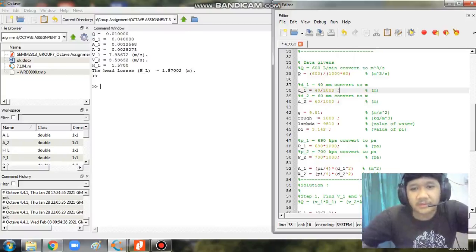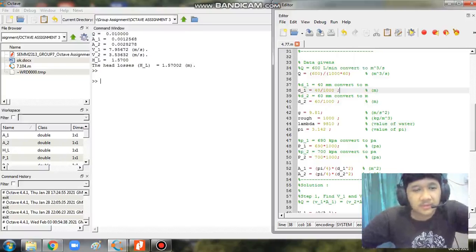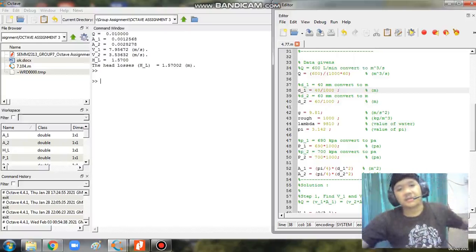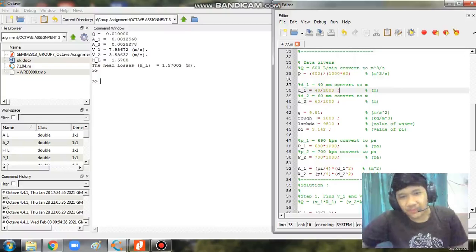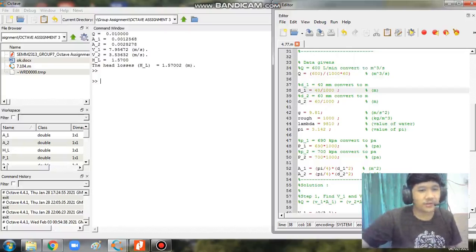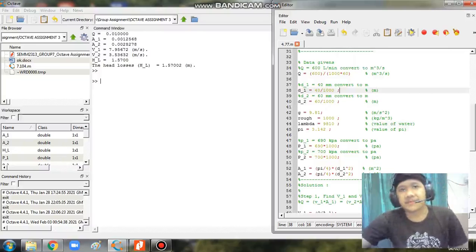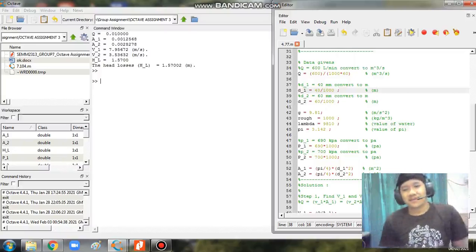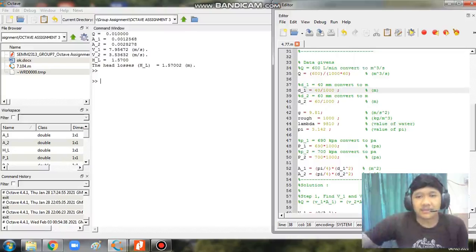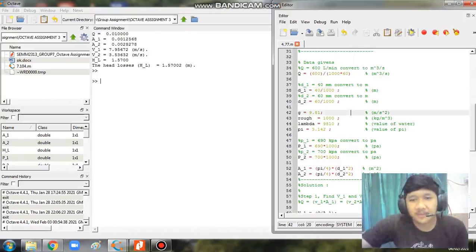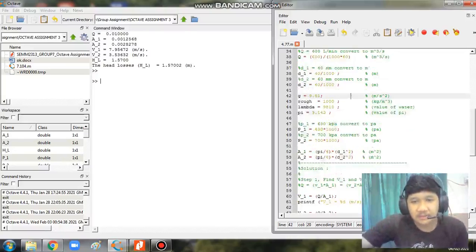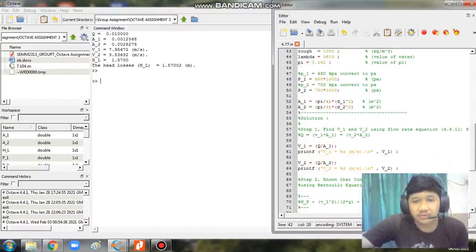So if we put this symbol, it will not show in the command window. So we use the editor, and this is the command window. Later maybe I will explain step by step from the beginning, because this is my assignment. So this is the G and so on, until the A2, the pi over 4.